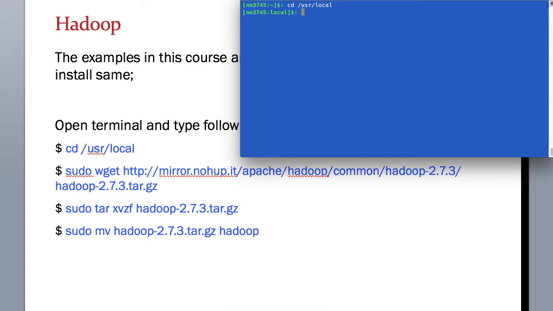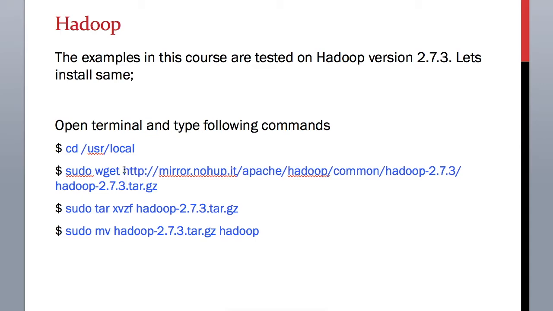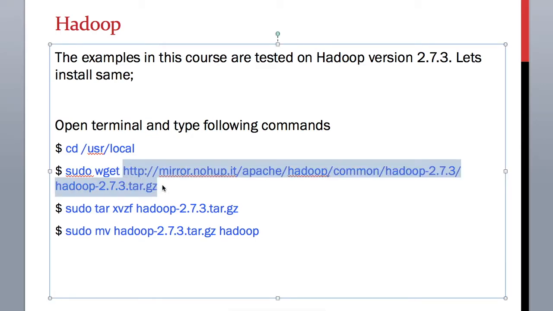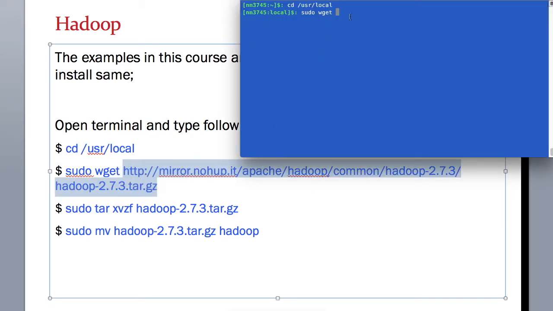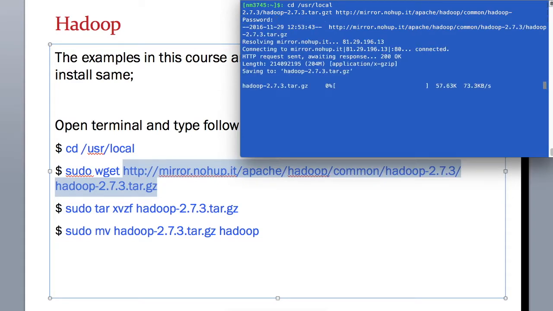So let's go to this directory, user local, and then we are going to do sudo wget this path. Let me copy this. All right, so, and enter. It will ask you for your user password. So once you do that, it will install.